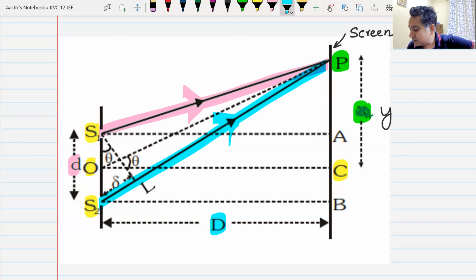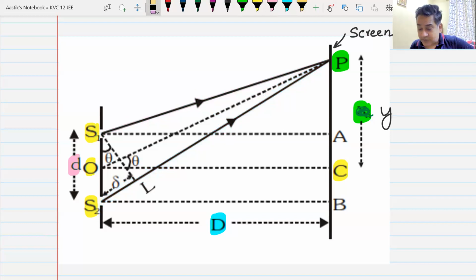Okay. Have you drawn this much diagram? Okay. So what I'll do is I will take this off and take you to the next part of the diagram that you must understand.